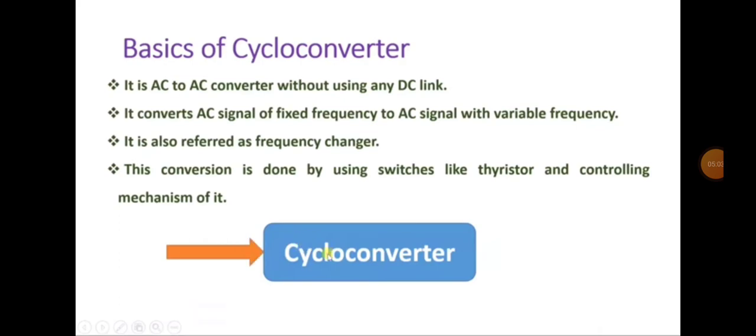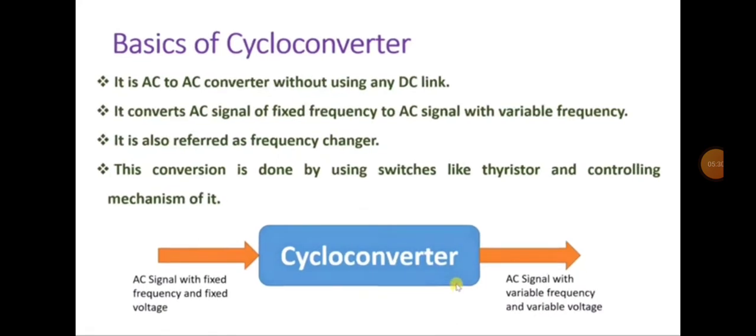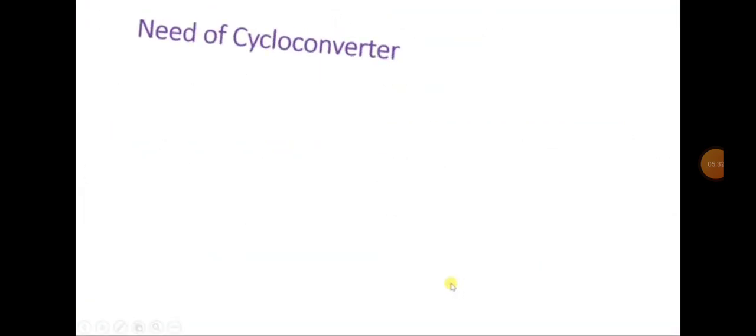If this is a cycloconverter, then at the input side we will have an AC signal with fixed frequency and fixed voltage, and at the output side an AC signal with variable frequency and variable voltage. Ultimately our agenda is to change frequency. There are two things we can do: by increasing frequency we can use a cycloconverter, and by decreasing frequency we can use a cycloconverter. All those things we will see step by step.